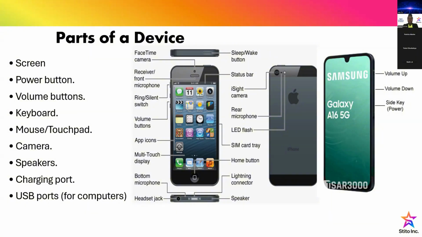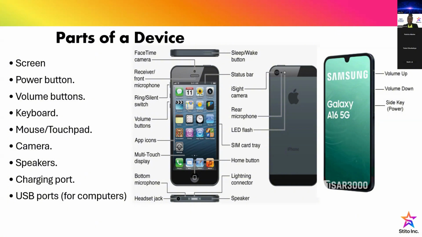Camera is another thing. The camera allows us to take pictures, videos, recordings, and join video calls. Just like even this class, if your phone doesn't have a camera, it will say camera not enabled and other stuff like that. So it allows us to join video calls like this as well.